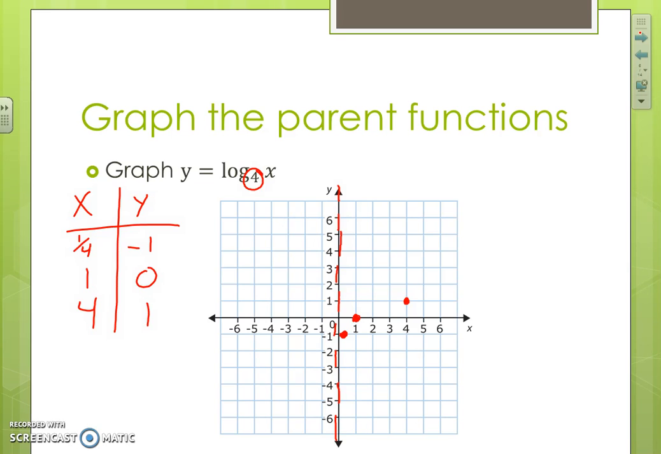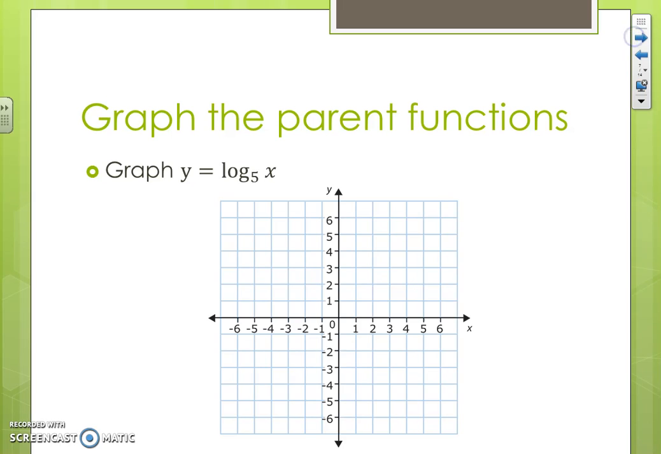Okay, and then I just go through and I connect the dots. And that right there is your parent function for the graph of y equals log base 4 of x. And typically that's what your logarithm functions will look like. Okay, let's go ahead and try another one.